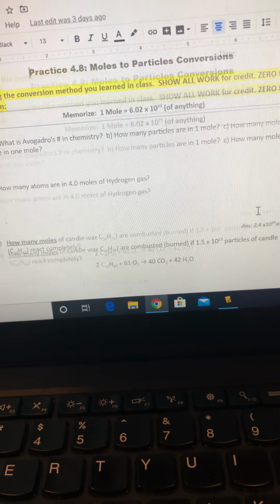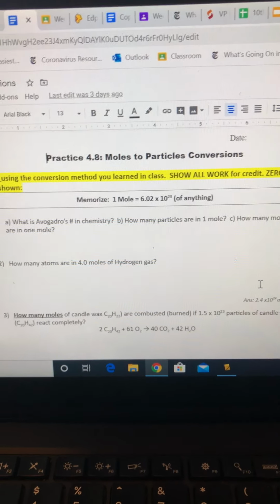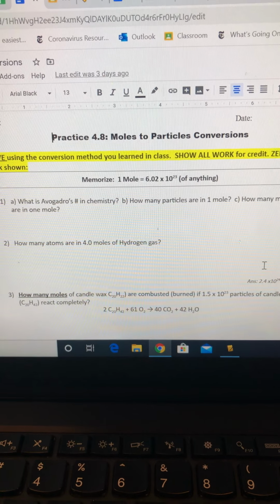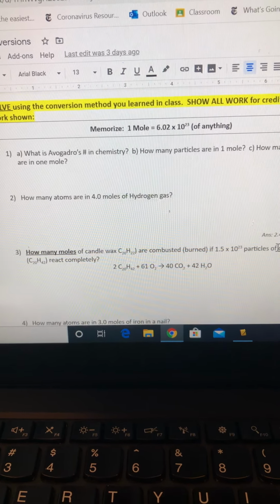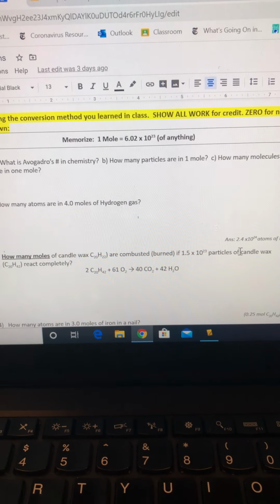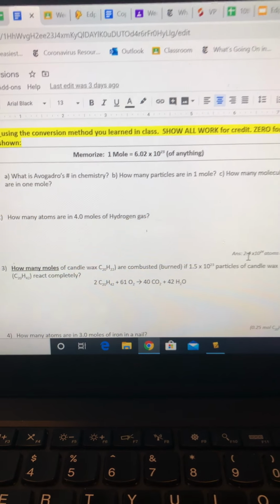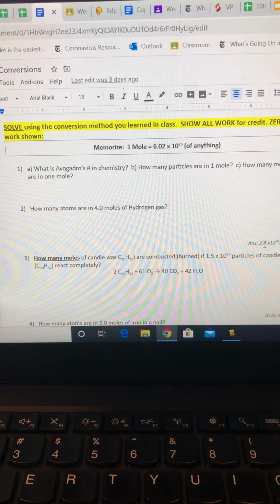So this is practice 4.8. It was due on Friday, but I recommend you turn it in still if you haven't turned it in yet. I'm going to go over a few of the problems. So you must show your work to get credit for this because I've given the answers here on this document. So number one is, what is Avogadro's number?